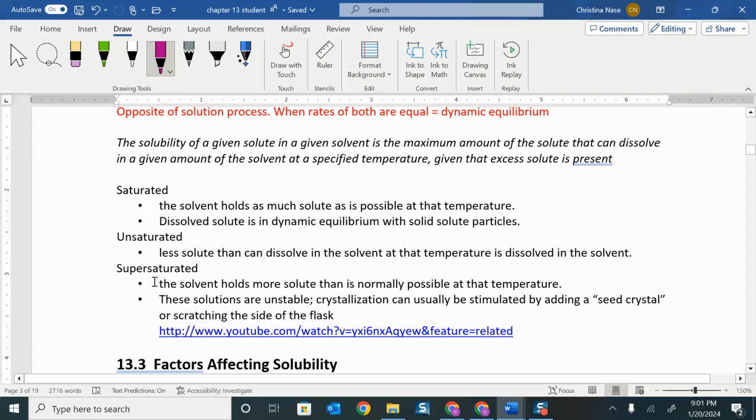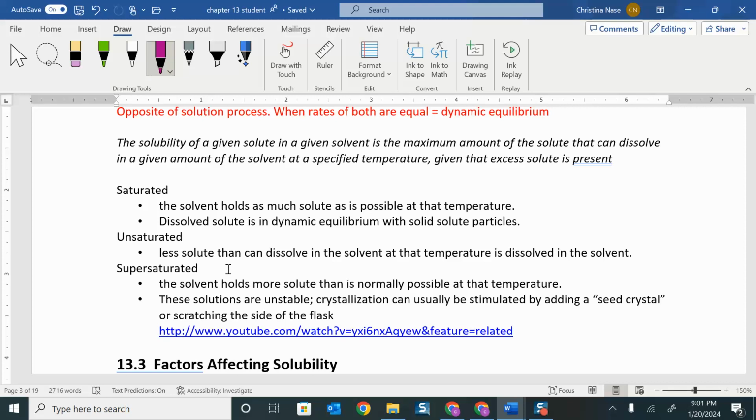And supersaturated, this is kind of crazy. This is when the solvent holds more solute than it's supposed to at that particular temperature. And so how do you do that? You can dissolve some solute in there, increase the temperature. Usually at higher temperatures, you can dissolve more of your solute. And so you have this at a really high temperature, and then you slowly cool it down without disturbing the system. And then maybe bring it back down to room temperature. And now you're going to have more solute dissolved in there than you really should at that temperature.